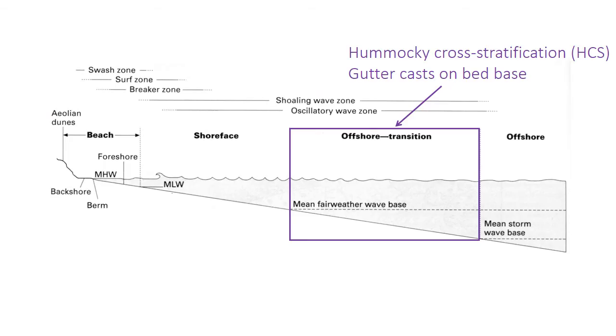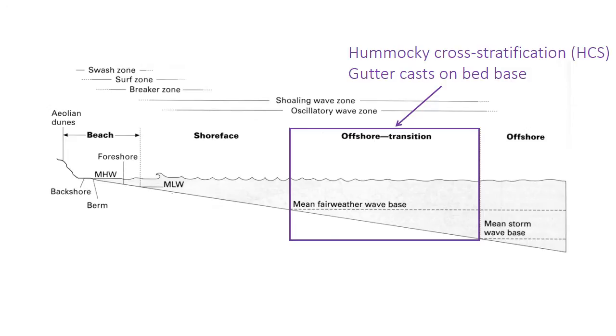So in the offshore transition, the characteristic facies and sedimentary structures are interbedded sandstones with finer grained sediments, and the sandstone beds often have HCS being a very distinctive feature of the offshore transition. Those sandstone beds will have sharp bases, potentially with scours like gutter casts.